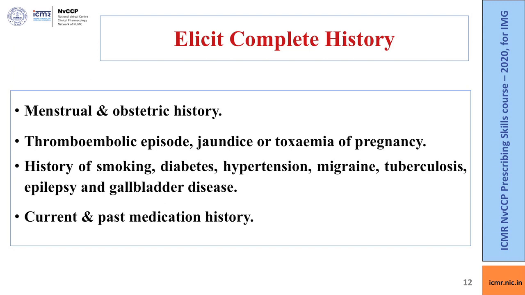First, elicit a complete history that includes a full medical history including menstrual history and past pregnancy details, especially in case of married women with children, history of thromboembolic episode, jaundice or toxemia of pregnancy, and history of smoking, diabetes, hypertension, migraine, tuberculosis, epilepsy and gallbladder disease. And finally, history of any medication that she is taking for these conditions to foresee any potential drug interactions, which we will discuss a little later.